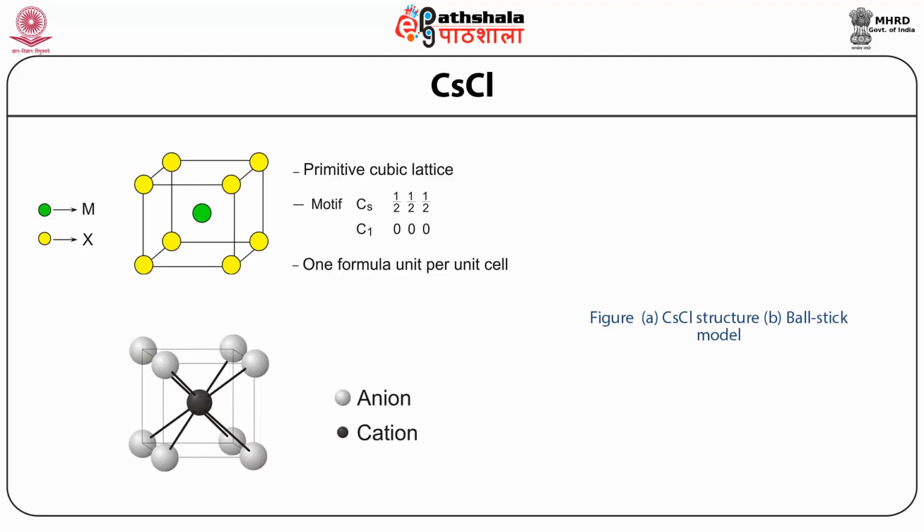Another representation is the ball stick model. There are two types of atoms, one is anion and one is cation. Cation is placed at the center, whereas anions are placed at the corners.